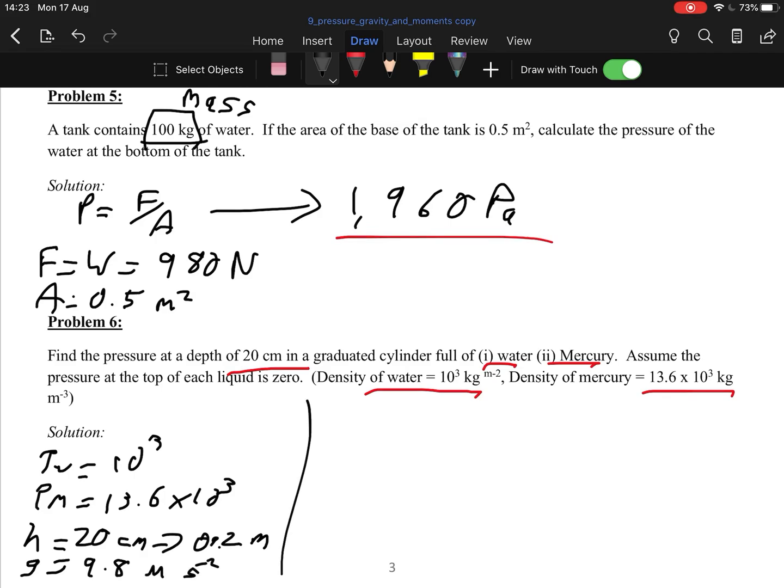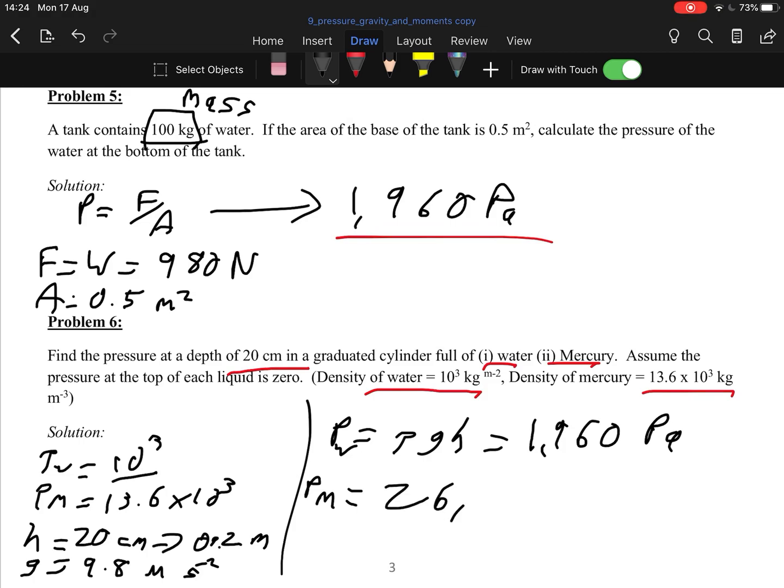Now, so what are we looking at? All right, so P equals rho g h. The pressure for water is going to be 10 to the 3 times 0.2 times 9.8, which should give us the same as above, 1960 pascals. And the pressure for mercury, same thing, same numbers, except we put 13.6 in, and we should get 26,656 pascals. 1960, 26,656 pascals. And there you go.